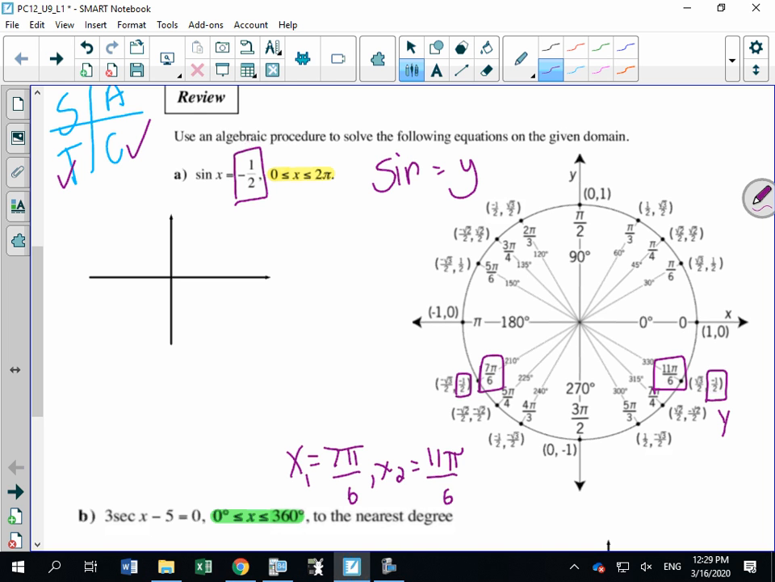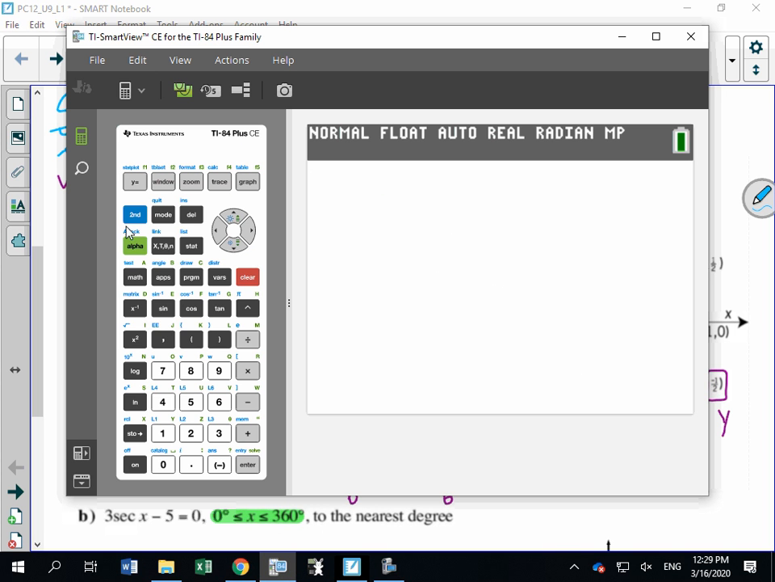How could we find this using our calculator? Remember that if I do the inverse sine of the absolute value, that will give you your reference angle. So if I bring up the calculator, second sine of our reference angle. Make sure that you're in radian mode, so this calculator is set to radian mode. That would be my reference angle.